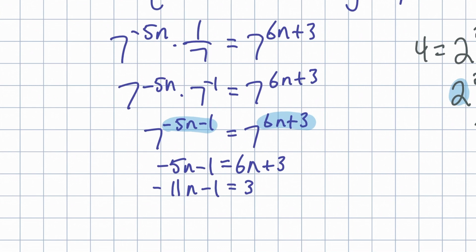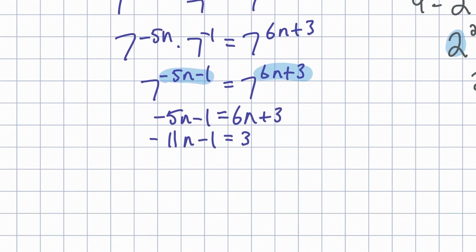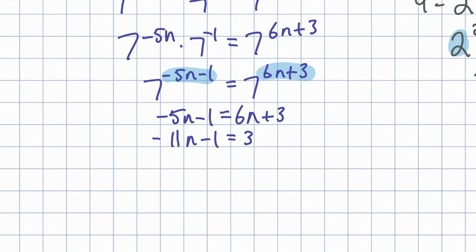So I'm trying to skip things that you might already know, and then we can go over them in one-on-one hours if needed. I'm sorry if I keep saying that. I'll try to avoid repeating that so much. Anyway, now I can add 1 to both sides. So I get negative 11n equals 4, and then I can divide negative 11 on both sides. So n equals 4 over negative 11, or in other words, negative 4 over 11.